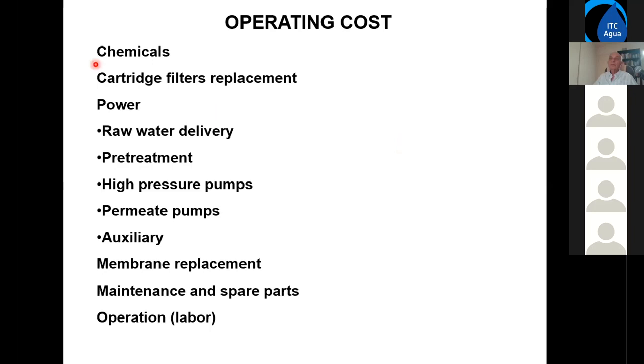Operating costs, we have chemicals. So we have chemicals, cartridge filter replacement, power, raw water delivery costs, pretreatment, high pressure pumps, permeate pumps and auxiliary. So the power comes from all these 1, 2, 3, 4, 5 major components. There's the membrane replacement, maintenance, spare parts, and operation labor.